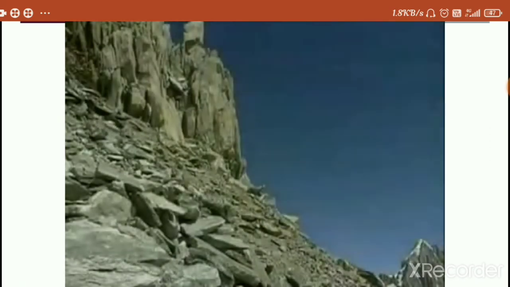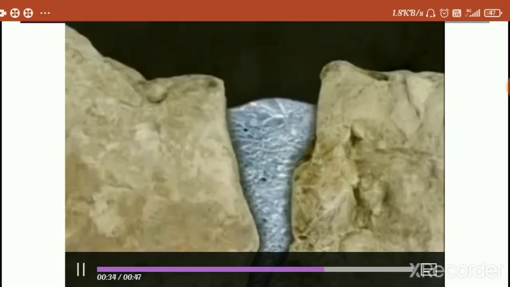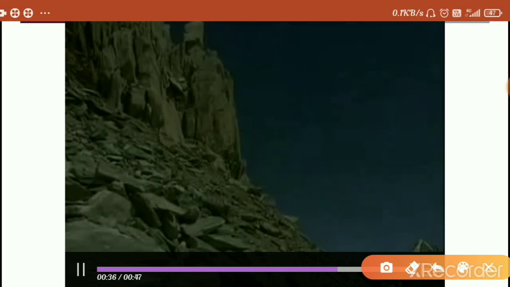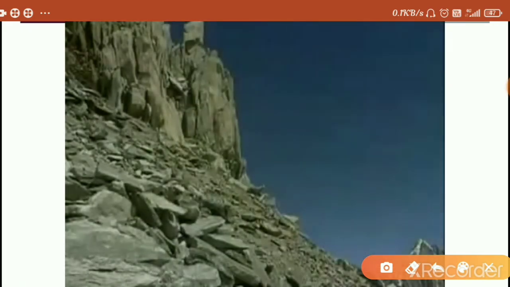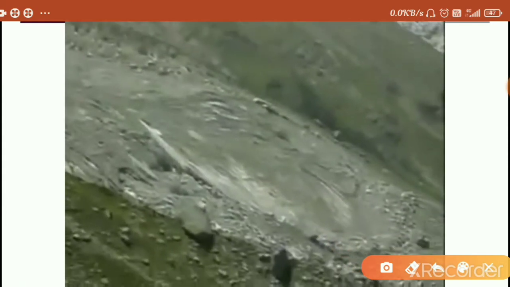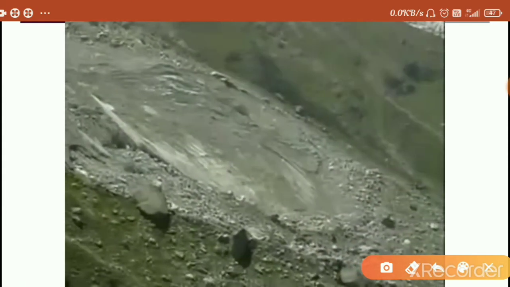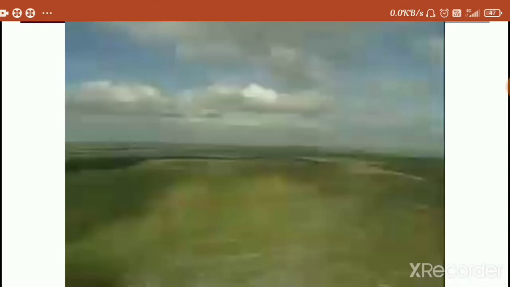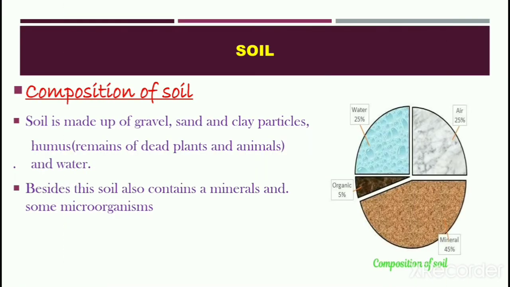Yes, observe how the rock falls down. They fall down due to that increase in the distance. On freezing, the distance will increase, the rocks will come apart and they will fall down. This is how rocks break down after freezing of water present inside them. Yes, next we will discuss the composition of soil.